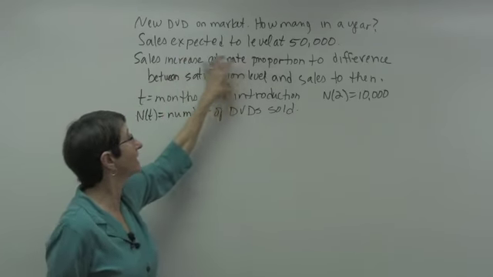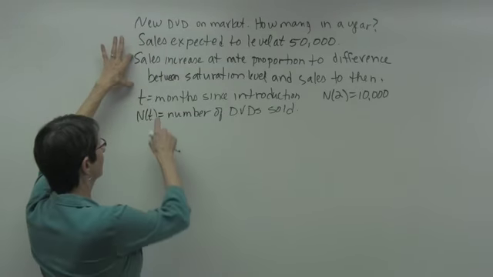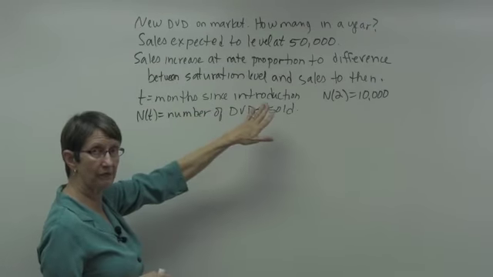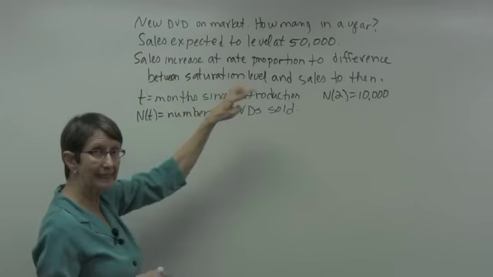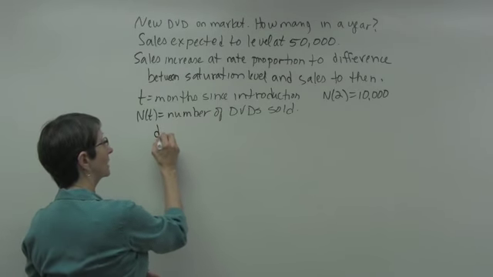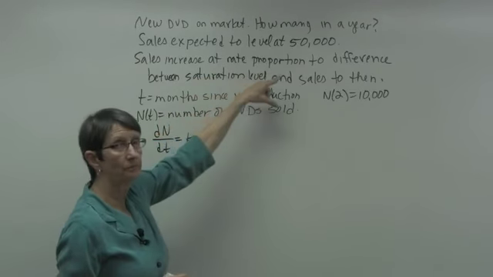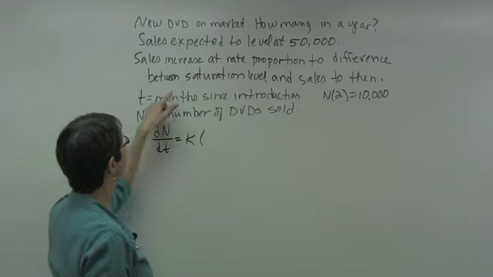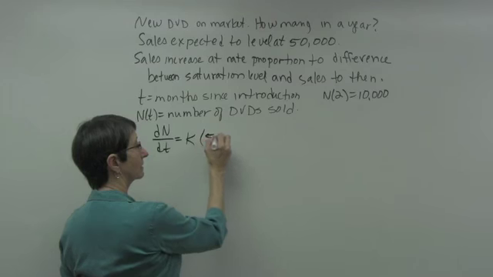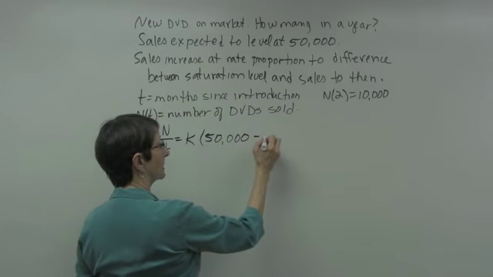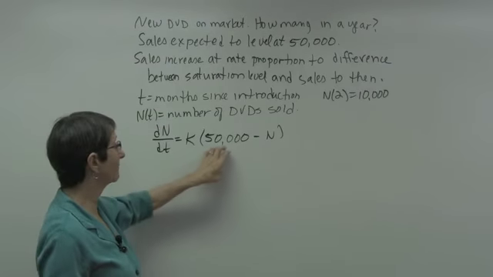So these words here tell us we have Newton's law of cooling. So if I write a formula just from this piece, T is the months since the introduction of the DVD, N is the number of DVDs sold. Sales increase at a rate, so that means the change in the number over time is proportional to the difference between. So that's when the parenthesis opens. The difference between the saturation level and the sales up to that point. Saturation level is 50,000. And if it's sales up to that point, then the number of DVDs is smaller than the saturation level. So we have to put this first.